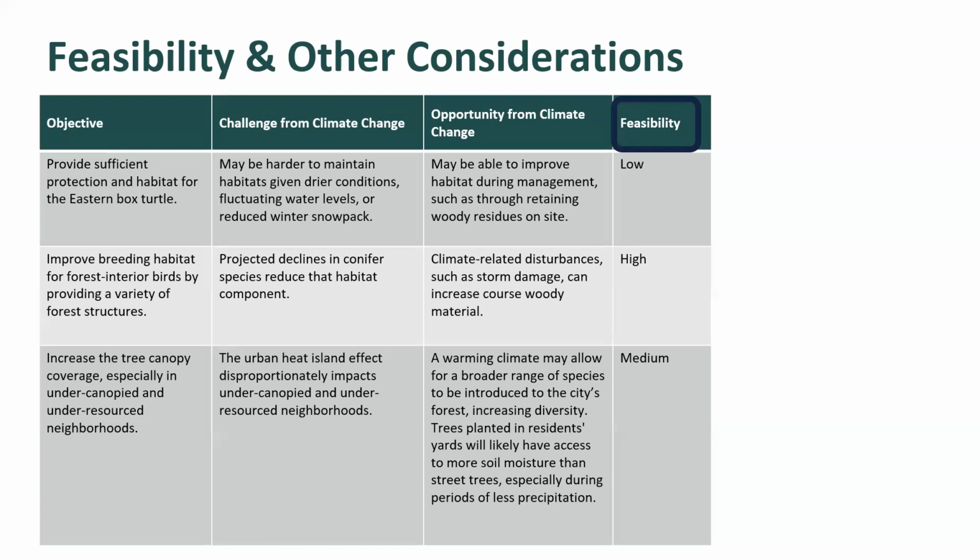If we look at another objective that was rated with low feasibility, for example, to provide sufficient protection and habitat for the eastern box turtle, there are opportunities to retain more woody material on site due to climate change related disturbances. However, the challenges are more serious. Drier conditions, fluctuating water levels, and reduced winter snowpack are driving hydrologic changes that cannot be addressed through current management options.